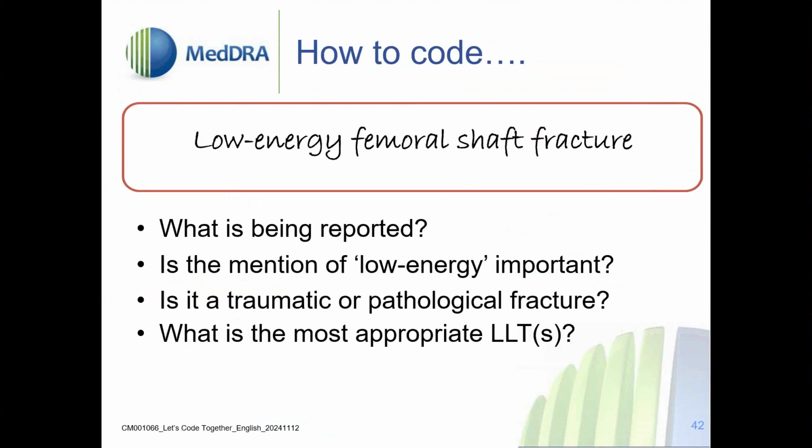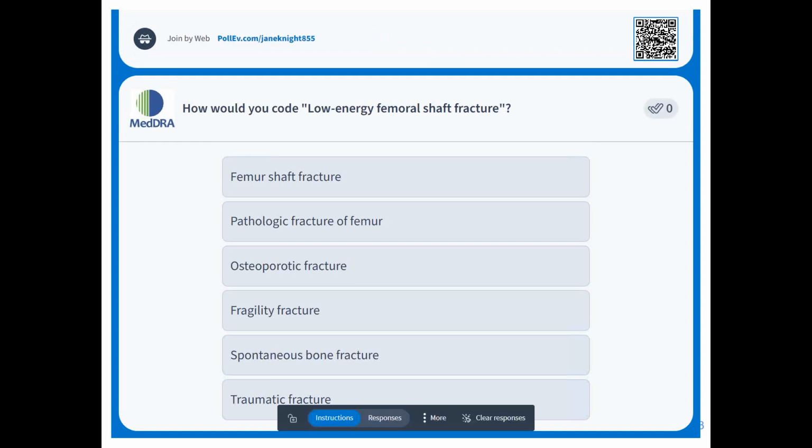Okay, then let's continue with the next one. So here a low energy femoral shaft fracture is reported. So the verbatim is clear and precise, but is the information low energy important? Do we have to consider this for coding purposes? And is it a traumatic or is it a pathological fracture? How to decide that? And what would be the most appropriate LLT for it? Again, your turn.